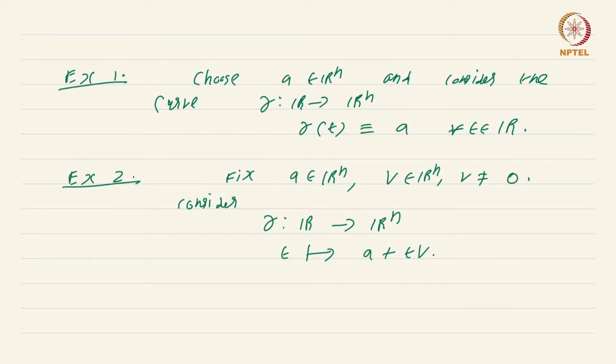Okay, now we can obtain the same trace as the straight line passing through a in the direction v by considering the new gamma 1 from R to Rn given by t going to a plus t cube v. As you can easily check, this has the exact same trace. Both traces coincide with the straight line passing through the point a in the direction v. Not only that, both curves are simple and C infinity smooth. So here is a concrete example of curves that have the same trace but are nevertheless quite different.